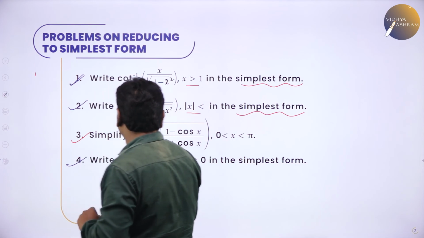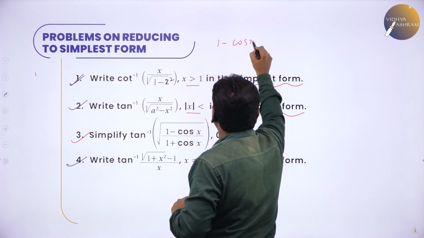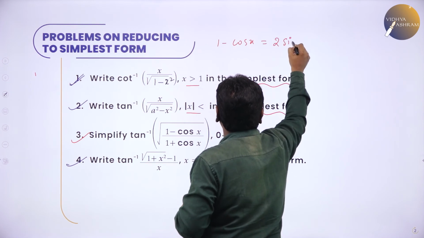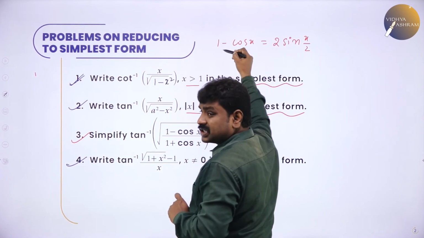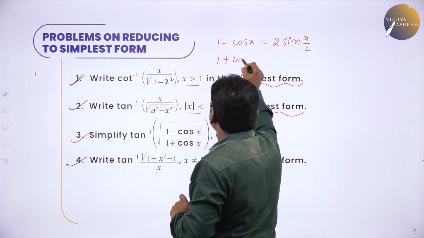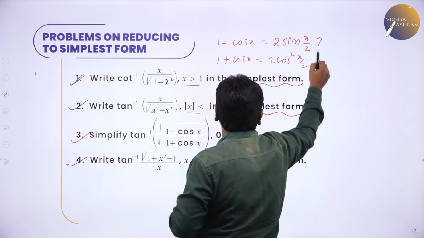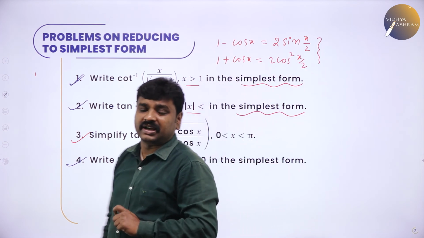So whenever you see 1 minus cos x, it can be written as 2 sin square x by 2. I told you, whatever the angle, it will become half of it. 1 plus cos x becomes 2 cos square x by 2. In many situations we will use these results of multiple angles.